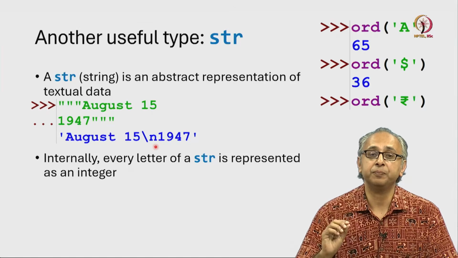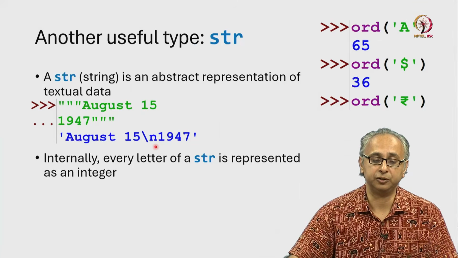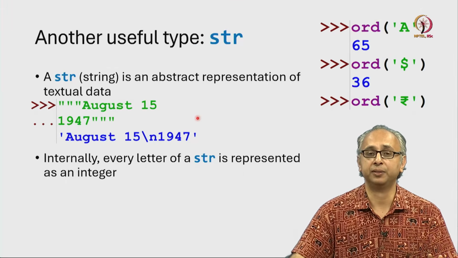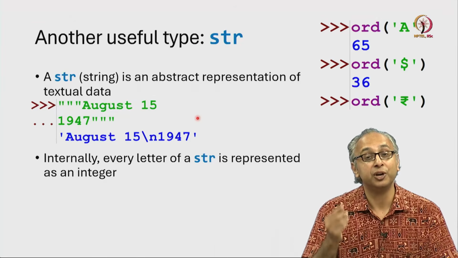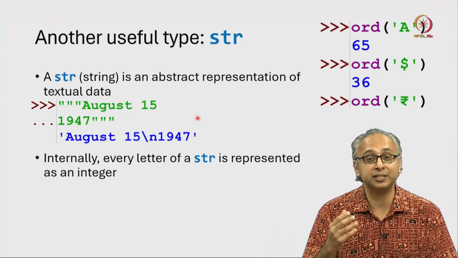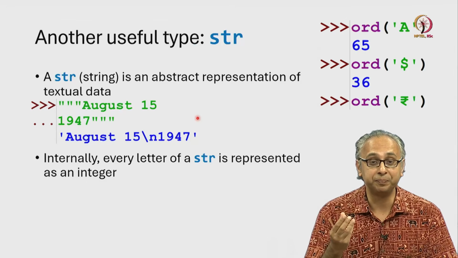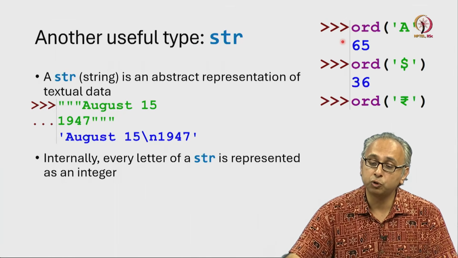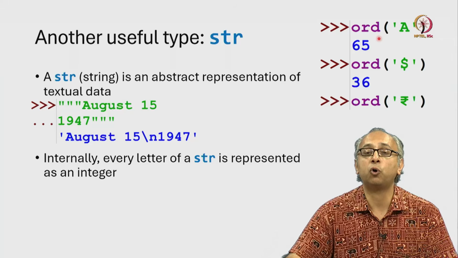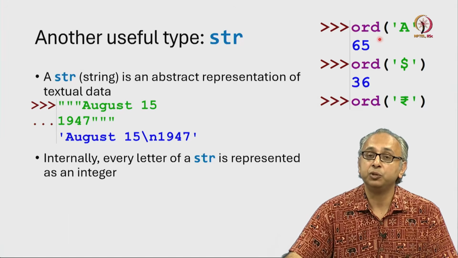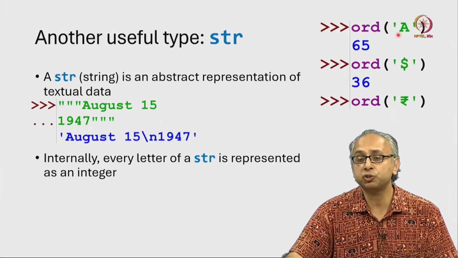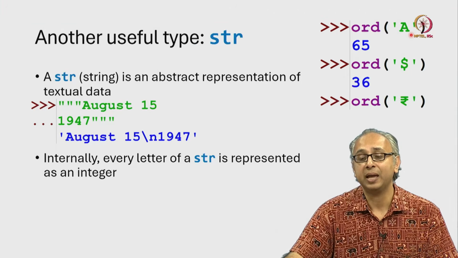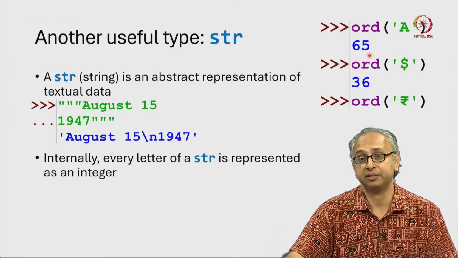I want to point out that every letter of every string in Python is internally represented as an integer. Remember, we have said that everything internally is a number. So there is a function called ORD, which stands for ordinal. And you can say, what is the ordinal or numeric value of the string A? And it will tell you it's 65.